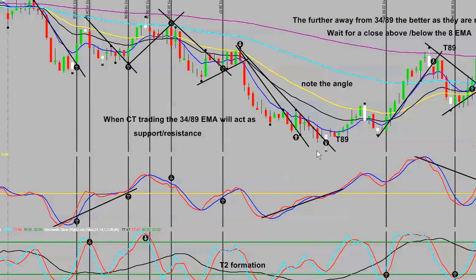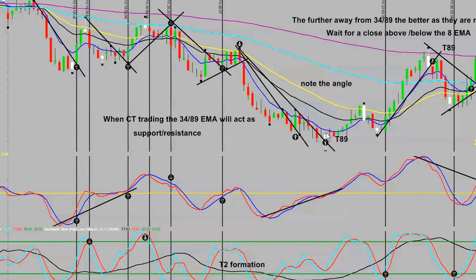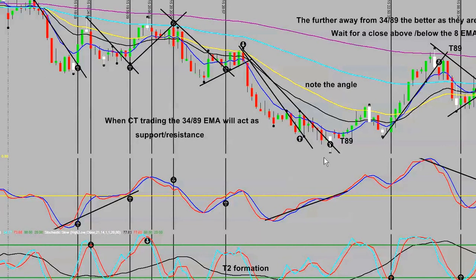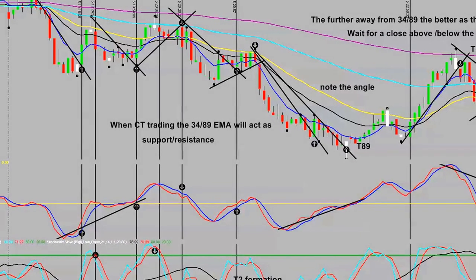Now for my regular students, you can see here we had a classic T89 setup. If I put the channels back on, you'd see we had a T89 that went up, bounced, and then it continued. Now on this T89, traders, our stop would have been 2 ticks below there, and away it went. Now let's move along a little here.